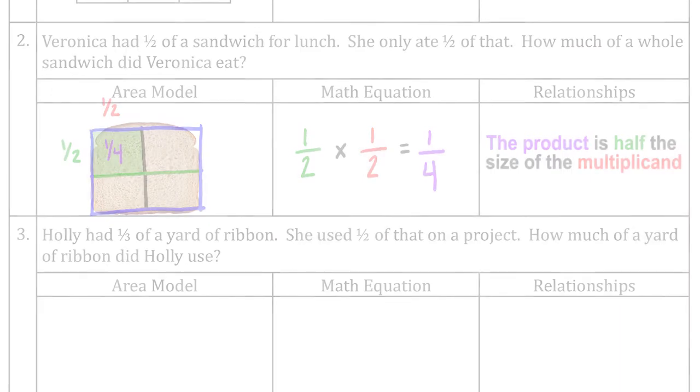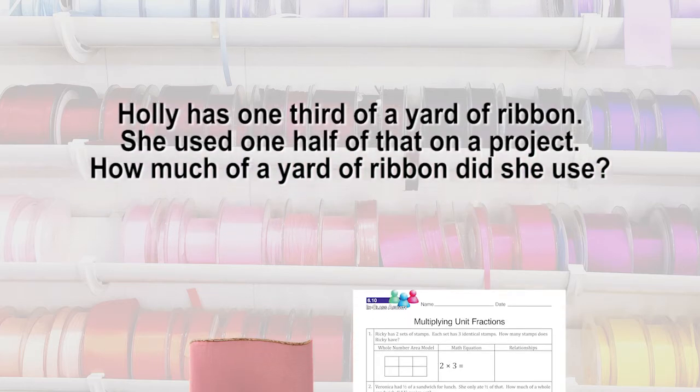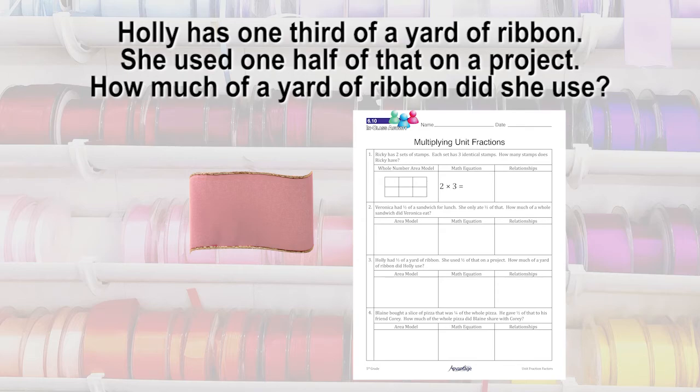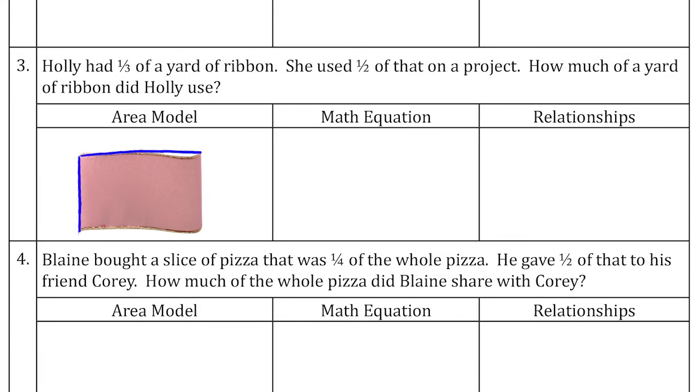Let's try another problem. Holly has 1/3 of a yard of ribbon. She used 1/2 of that on a project. How much of a yard of ribbon did she use? Let's use an area model to visually represent the problem. Start by drawing a rectangle to represent one whole yard. Next, divide the rectangle into thirds vertically and shade in 1/3 red to represent the 1/3 yard Holly started with.